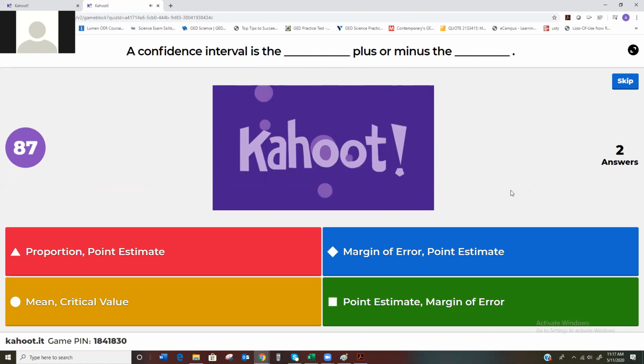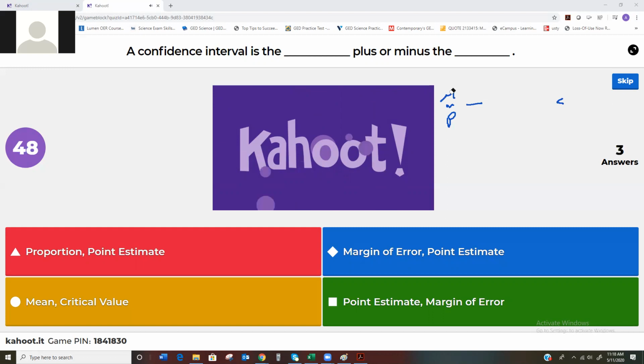So what is that thing? The key here is probably the second blank. What are you plus or minus? So when we start these, we always have the mean or the proportion, and then we subtract something here, and then we add something.